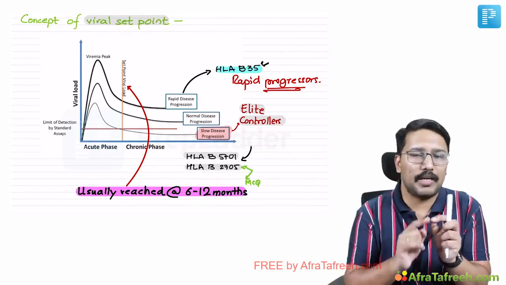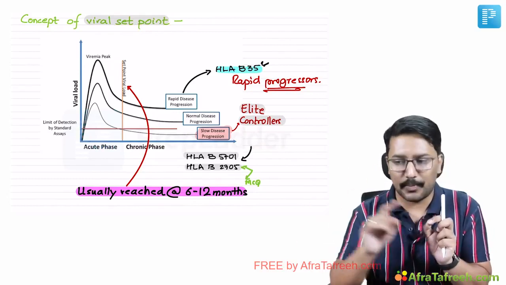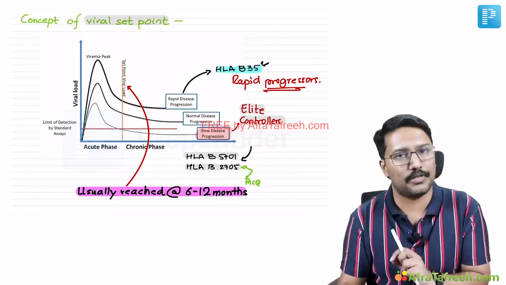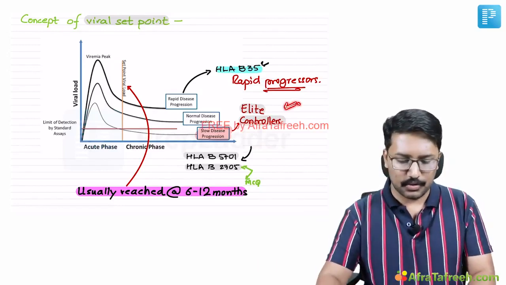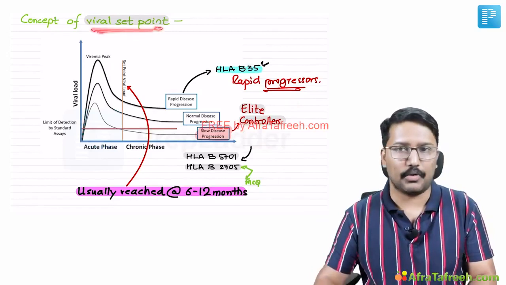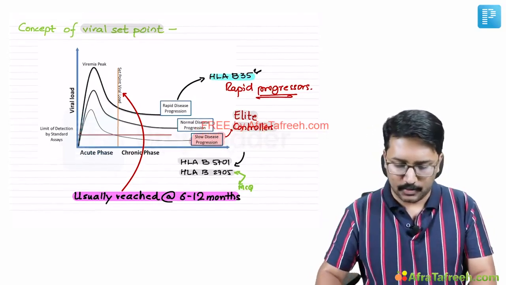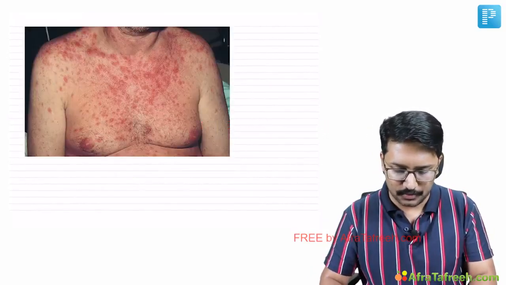So this will tell me whether my patient has a high risk of rapid progression to AIDS, or a low risk of progression to AIDS. Clear? Okay, so this is the concept of viral set point I wanted you to understand. Now let us take a quick journey through some images of acute HIV syndrome.